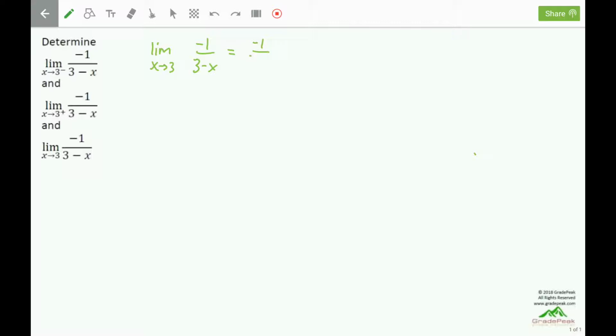The first thing to do is try plugging a 3 in for each of the x's. That will be negative 1 over 3 minus 3. And 3 minus 3 is a 0, giving negative 1 over 0. The 0 in the denominator is not actually a 0 since x is not reaching 3, it's just approaching 3.